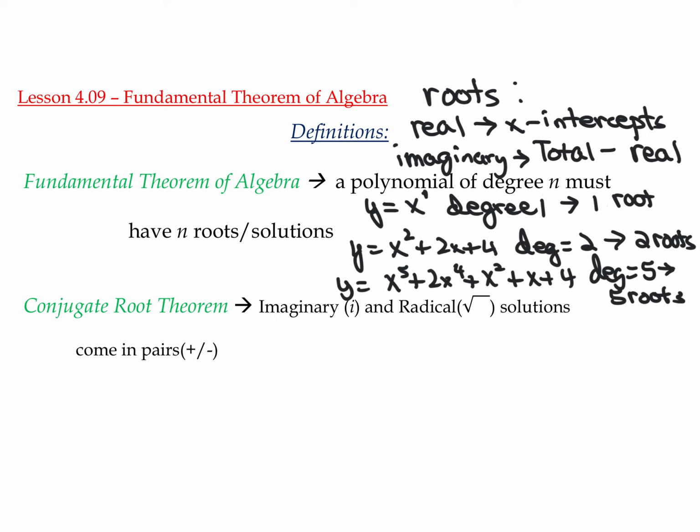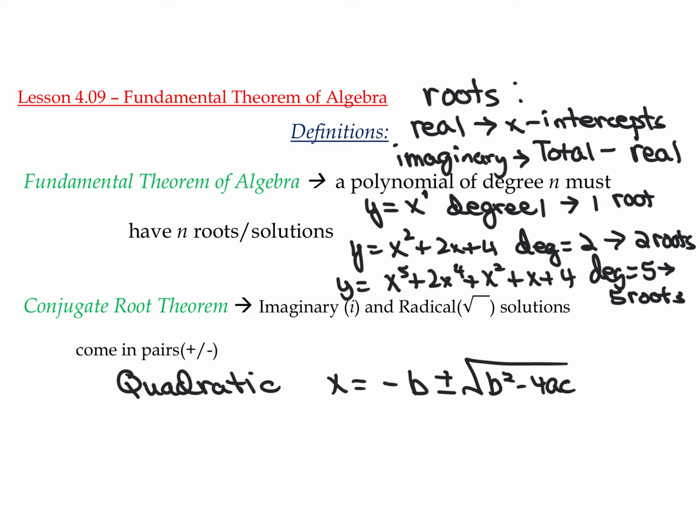The conjugate root theorem is very important because it says that if we have an imaginary solution or we have a radical solution, they are going to come in pairs. So remember, when you have imaginary and radical, you are using the quadratic formula. And the quadratic formula is x equals negative b plus or minus the square root of b squared minus 4ac over 2a. And because we have this plus or minus, we know that there are two solutions.